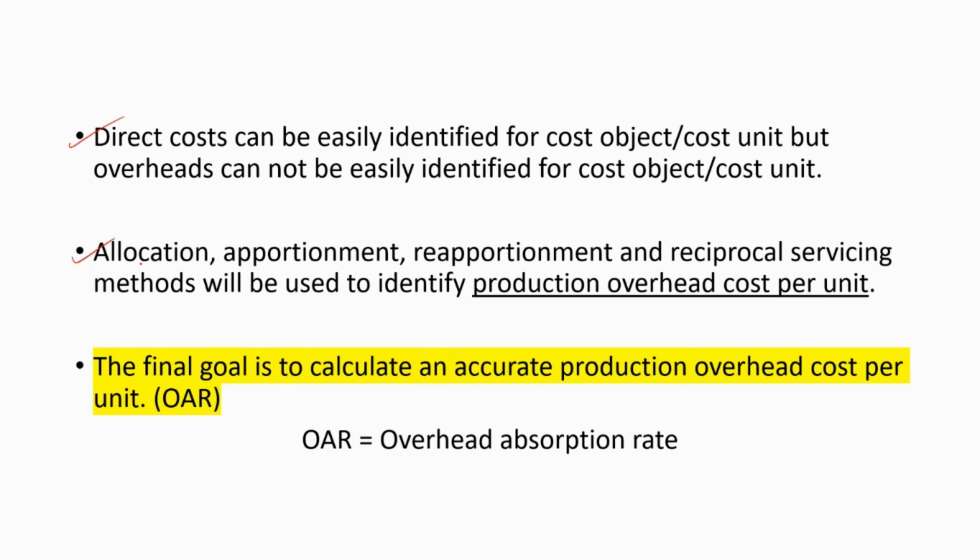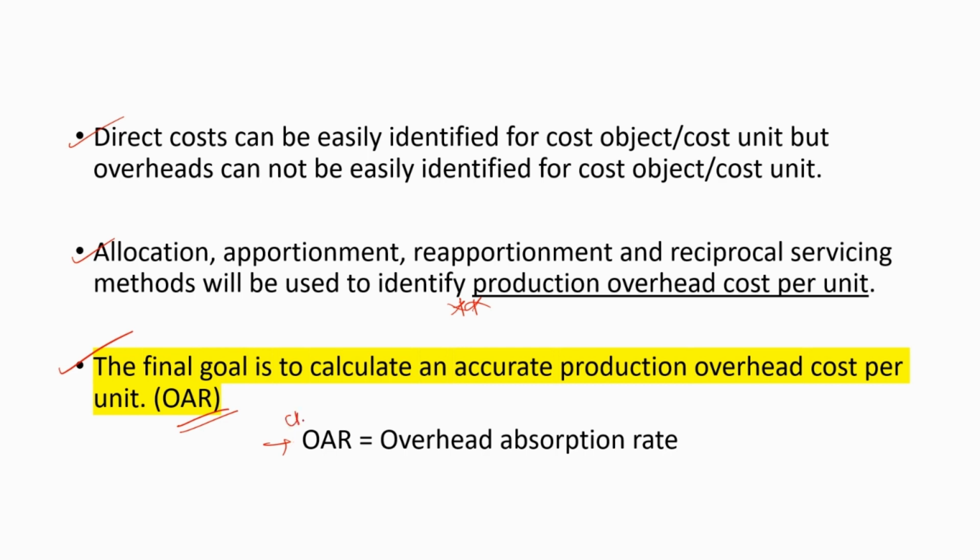Allocation, apportionment, reapportionment and reciprocal servicing methods will be used to identify production overhead cost per unit. So in this video, we are going to discuss allocation, apportionment, reapportionment and reciprocal servicing. These methods will help to identify the production overhead per unit. The final goal is to calculate an accurate production overhead cost per unit. This is also known as the OAR. OAR is overhead absorption rate.